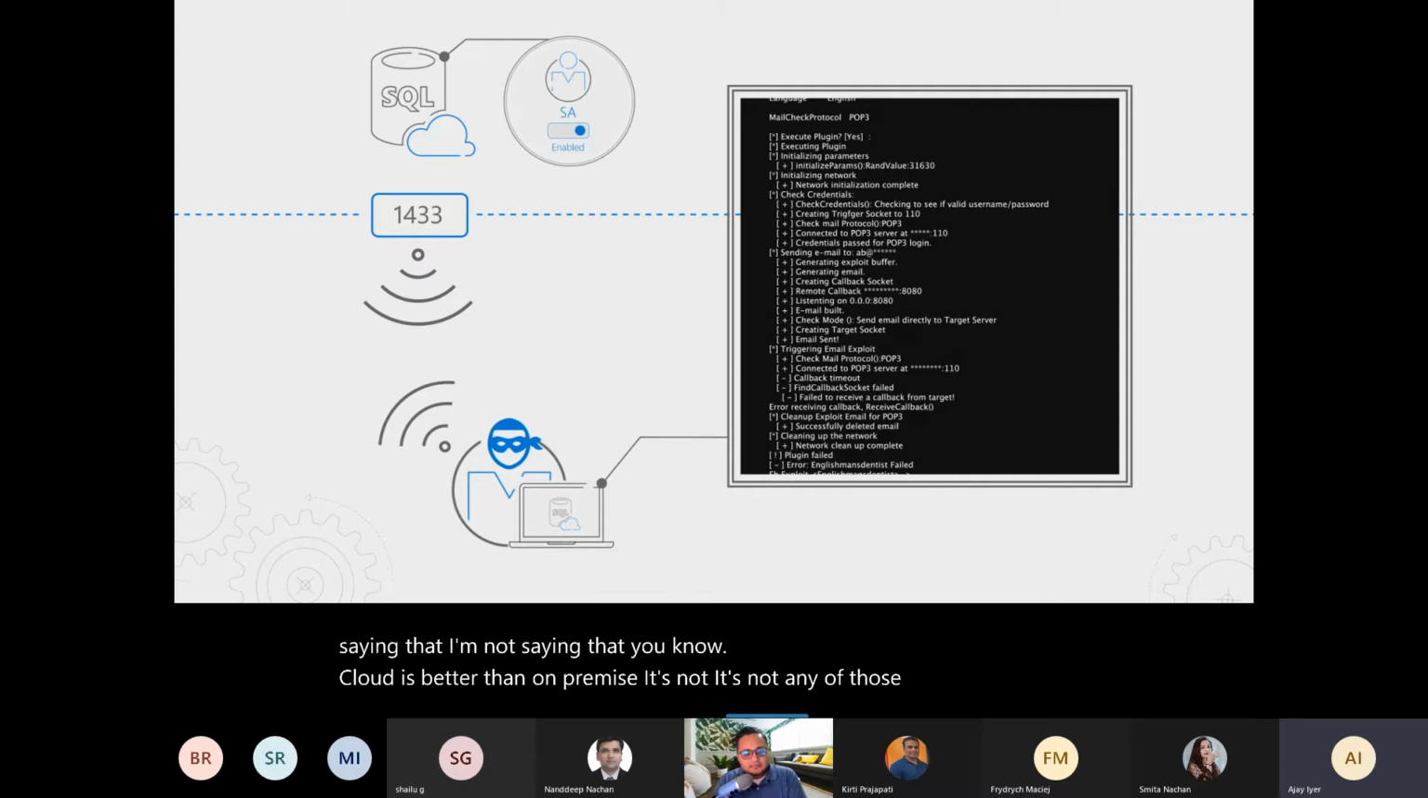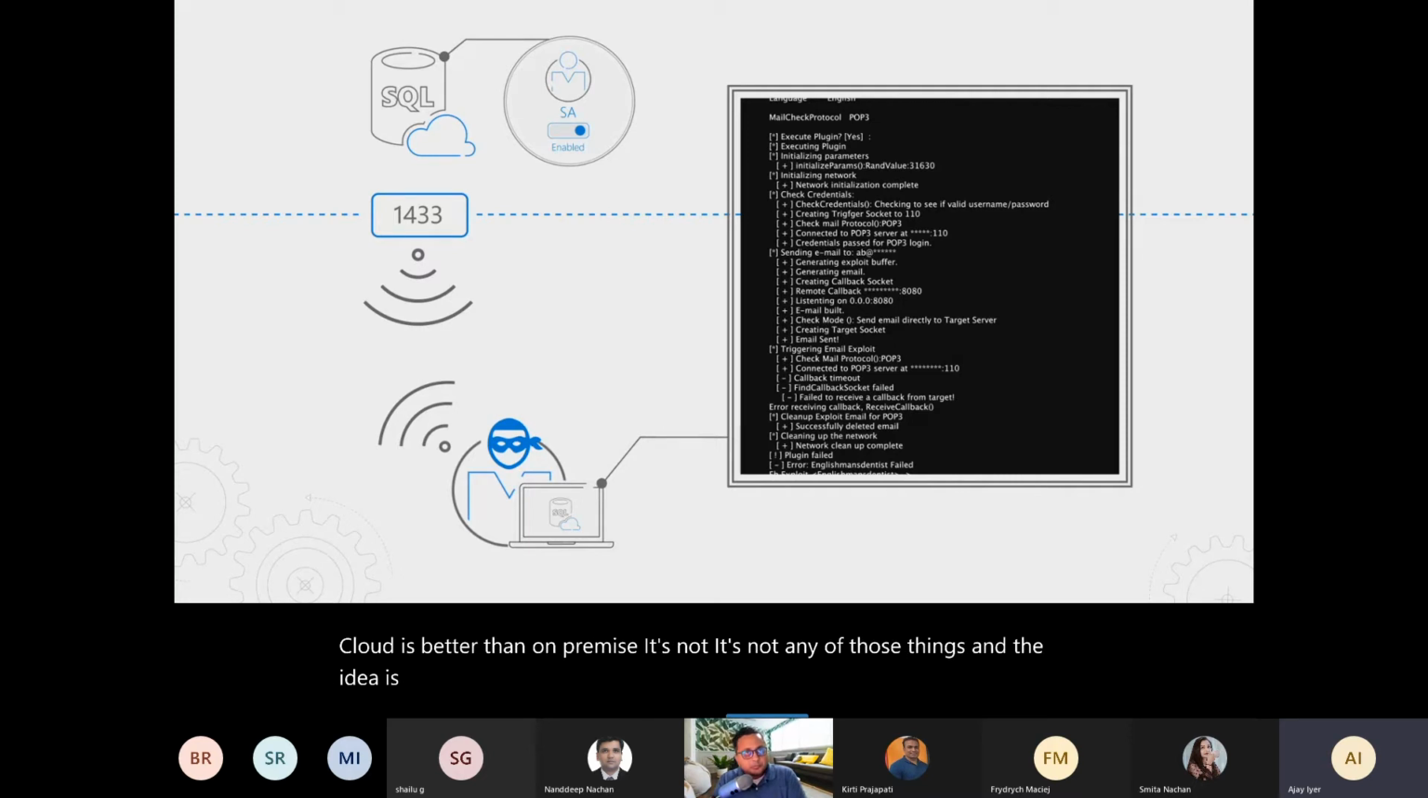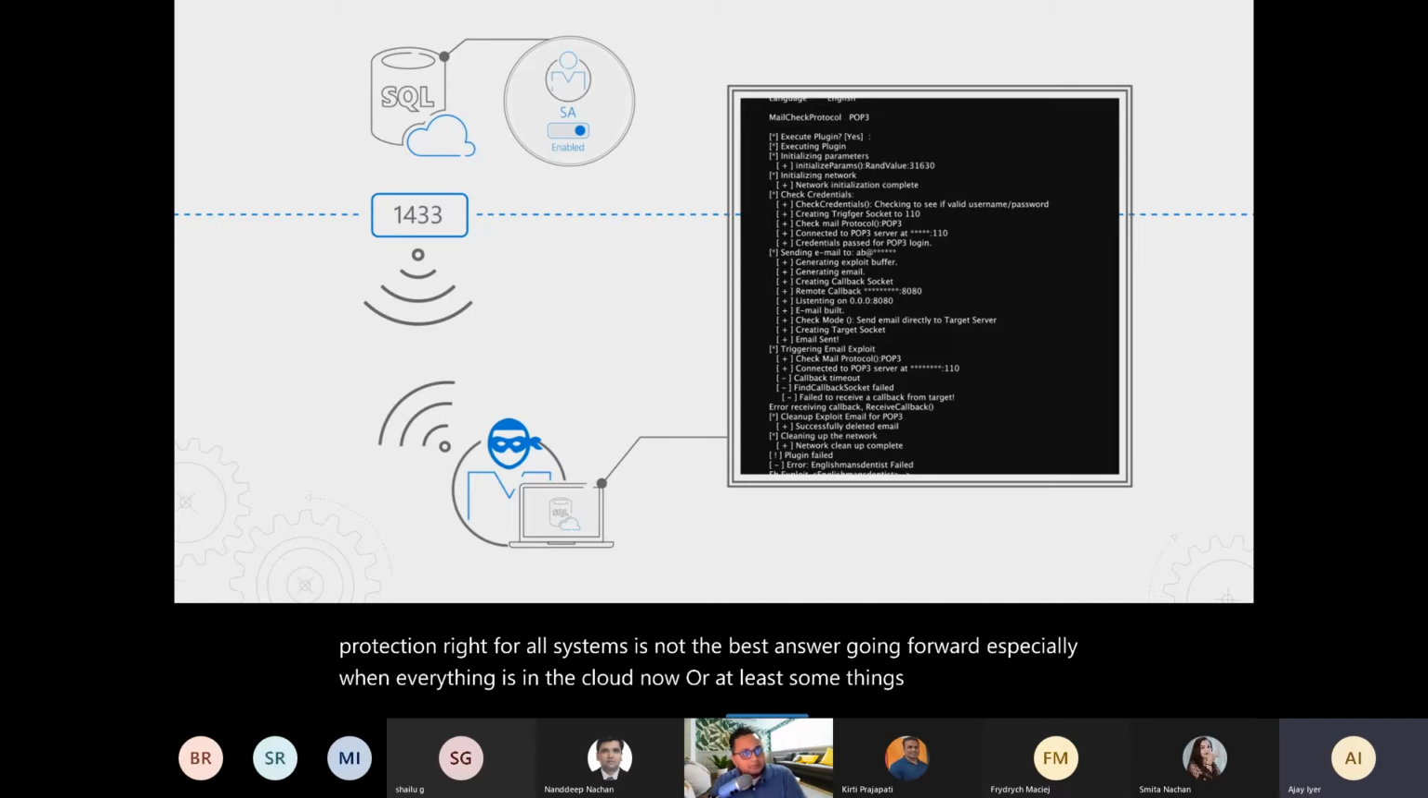The idea is that the traditional approach of that walled garden, that firewall-based protection for all systems, is not the best answer going forward, especially when everything's in the cloud now, or at least some things are, and more people are accessing systems remotely, right? It's no longer just about how do I keep things inside my firewall anymore. You have to think about this differently.